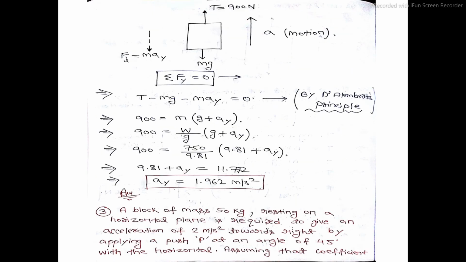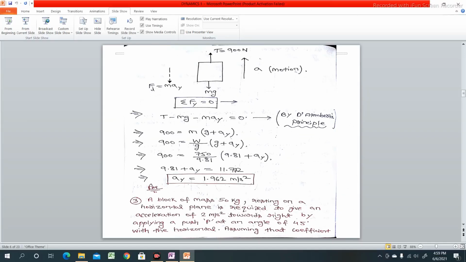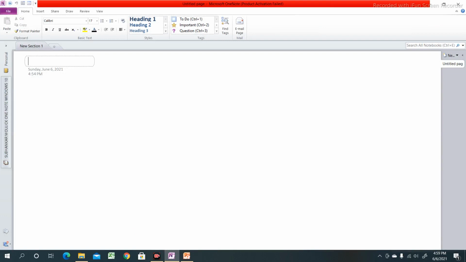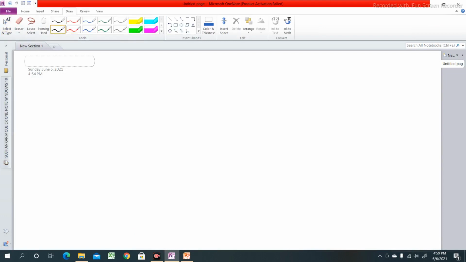Once again, if you see in this problem, a diagram is not given to you. By reading the wording of the problem, you need to frame the diagram and then solve the problem. So first, let us draw the diagram by reading the problem, and then we will solve it. So we are solving the third problem. Let me write over here: problem number 3.